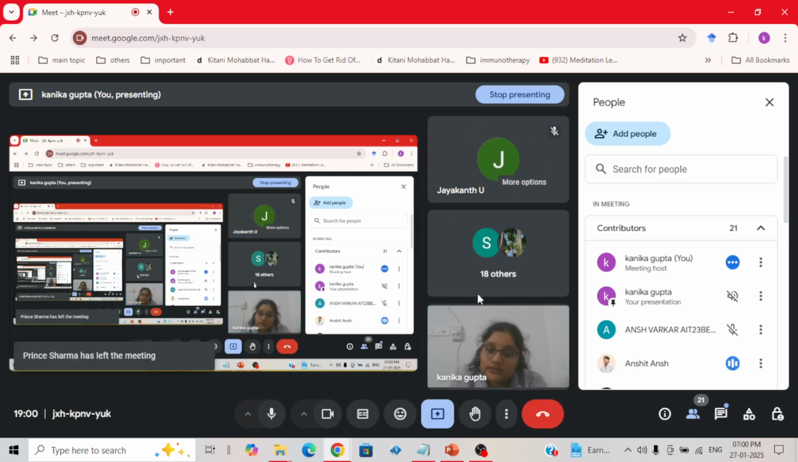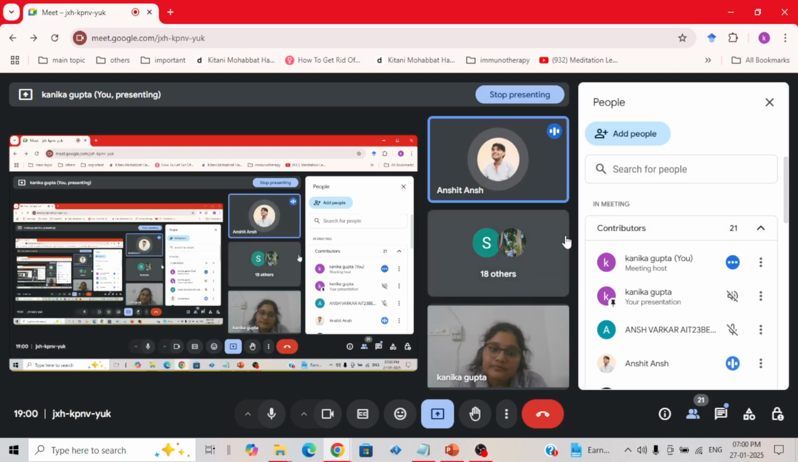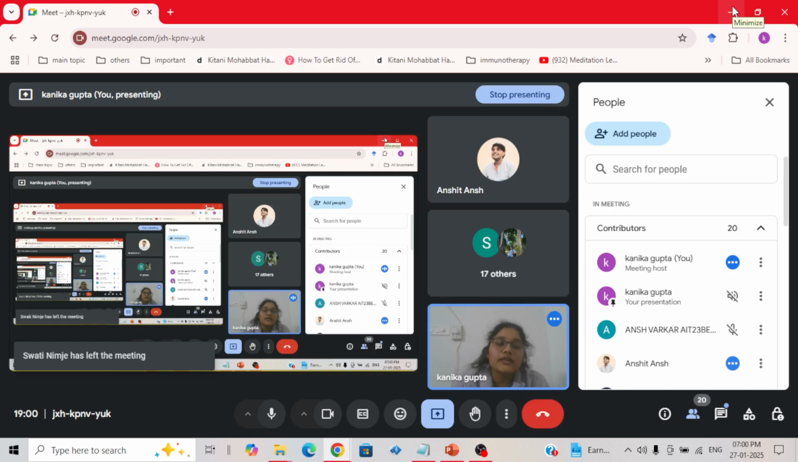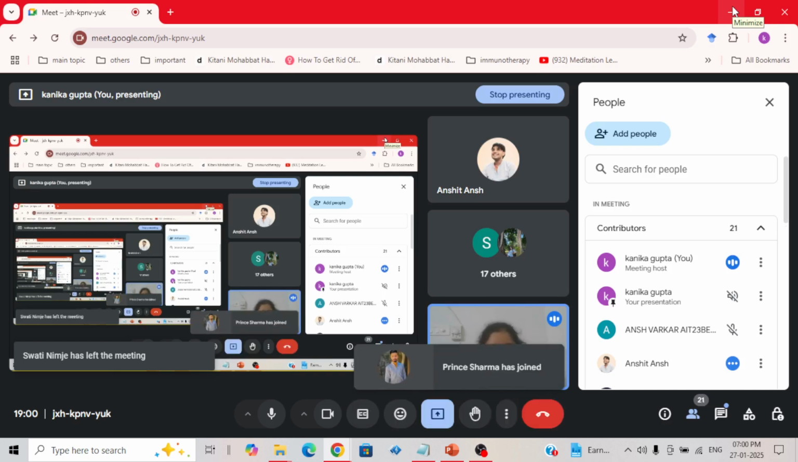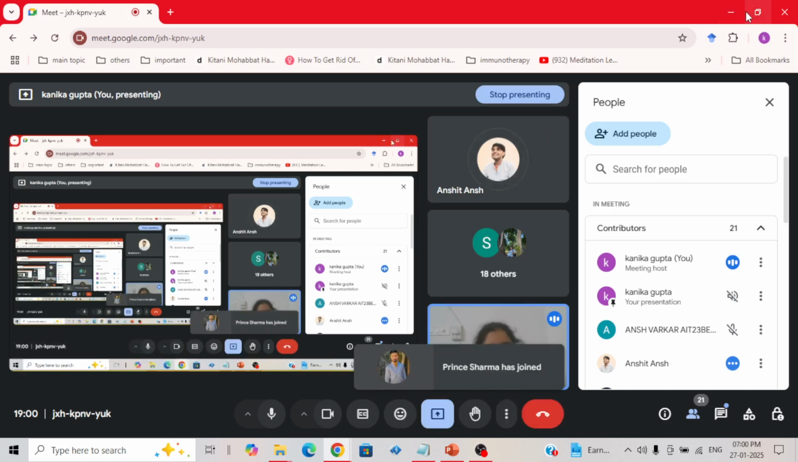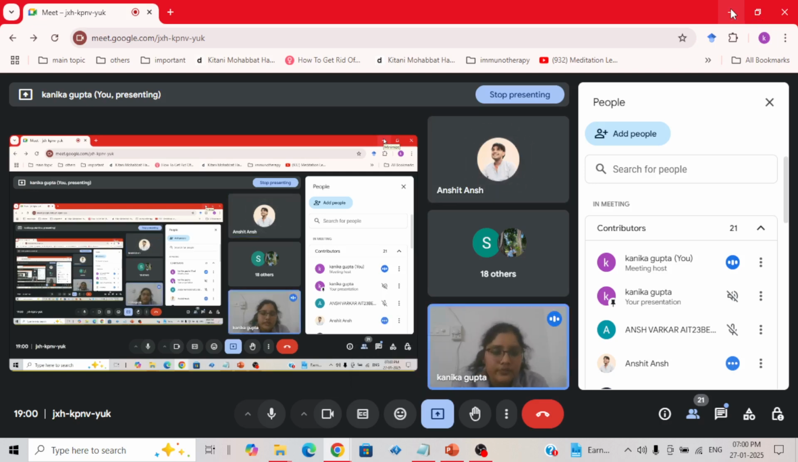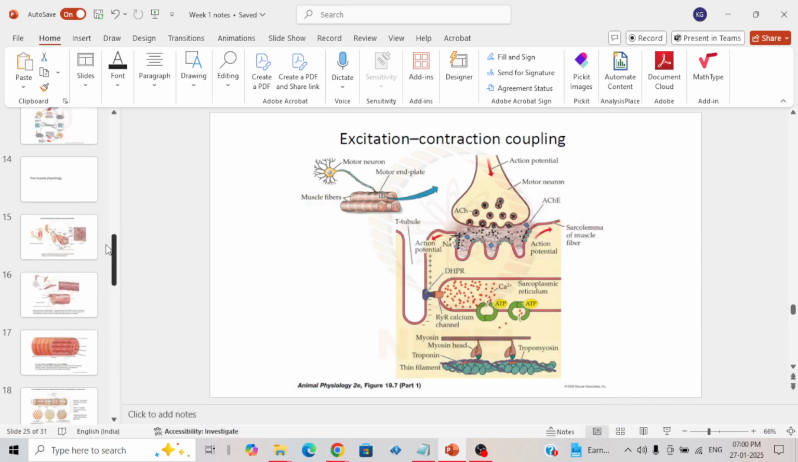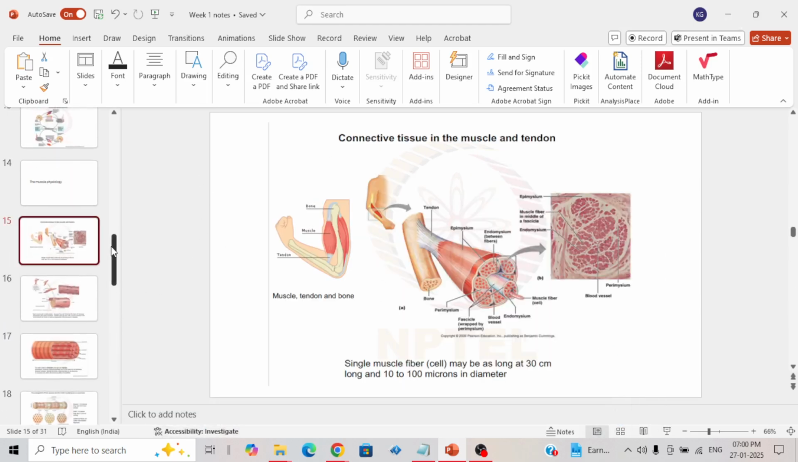Ma'am, what is the generation and conduction of a nerve impulse? Okay, so generation is actually when the nerve endings. Do you understand what nerve endings are? Yes, ma'am. Okay, so there are many signals involved, as I told you already. If you remember this diagram, I'll show you.